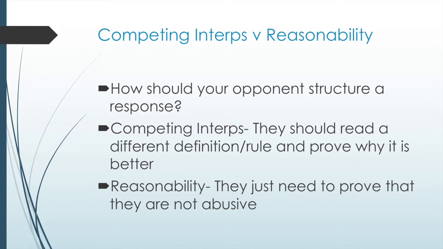So the last paradigm issue, and the one that is kind of most important for framing our response, is competing interps versus reasonability. This is fundamentally a question of how our response is structured. So obviously we can understand why that's important for the purposes of answering T and theory. So the two sides of this debate are competing interps, which basically says that in order to win or respond effectively to a theory shell or a T shell, you need to read a counter interp. You need to read another rule or another definition and prove why that is better.